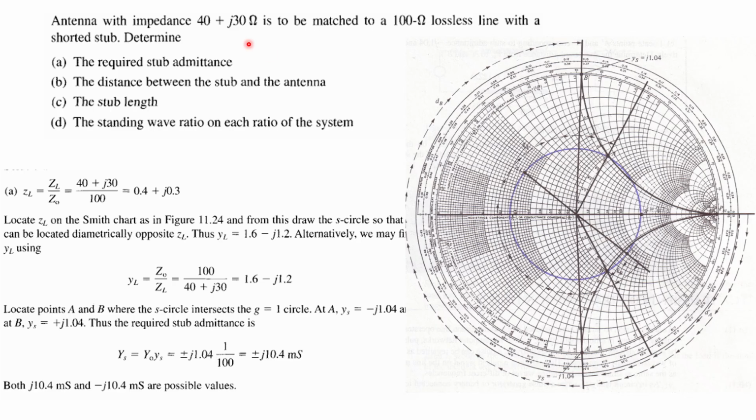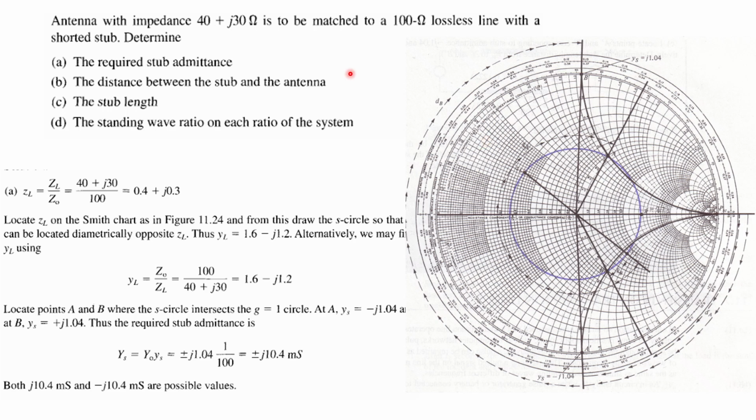The question is: an antenna with impedance equal to 40 plus 30j ohm is to be matched to a 100 ohm lossless line with a shorted stub. Now we have to find the required stub admittance. So how will we find out the required stub admittance? If you have the Smith chart in your hand, please take it, and let's solve it ourselves.